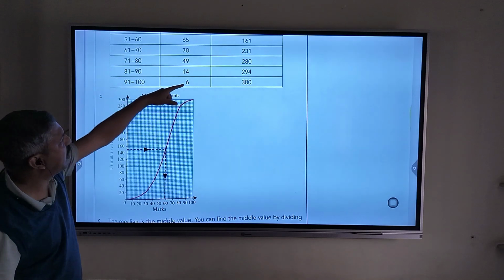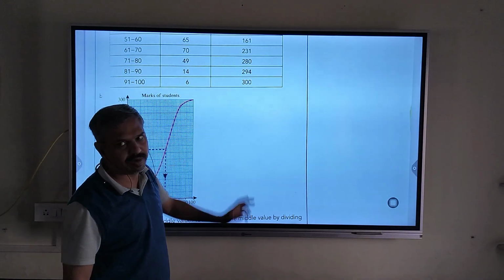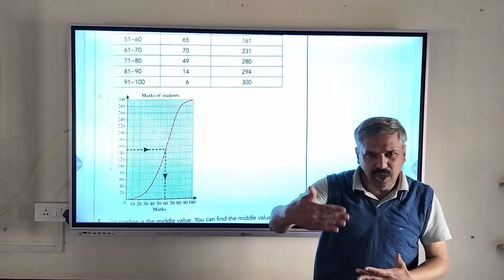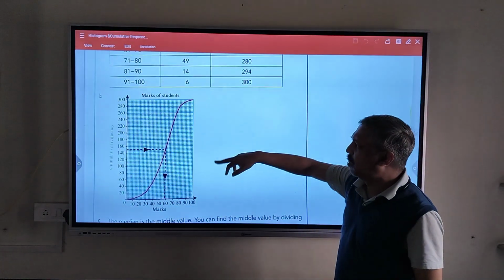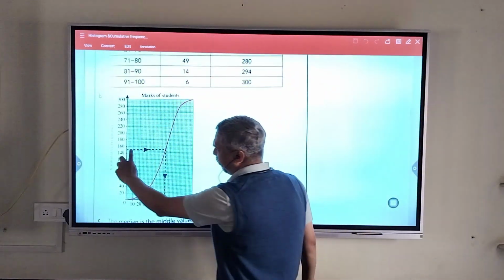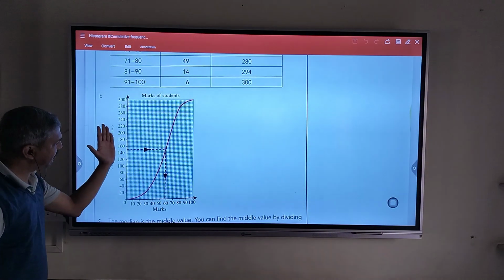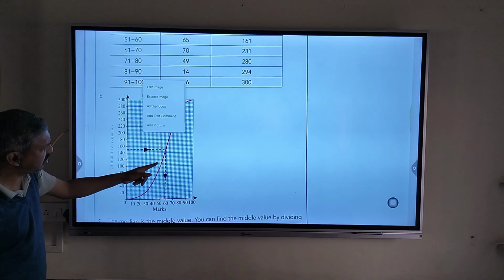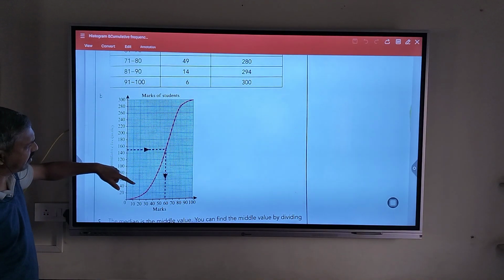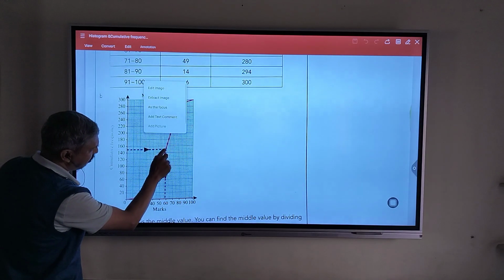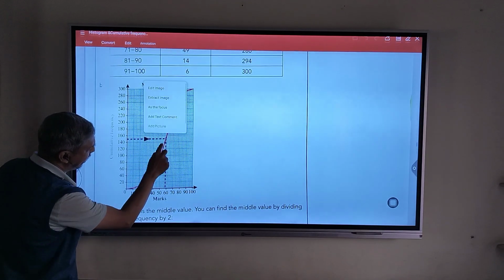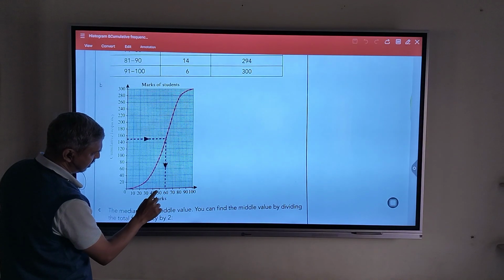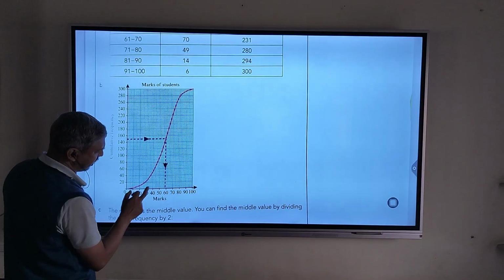Estimate the median mark. How many total are there? There are total 300 entries. The median value will be divided by 2, so 150. So take 150 from the cumulative frequency side, make a horizontal line that intersects the graph, and wherever it intersects, from there take a vertical line to the x-axis. Find out the number. The number here is 58, I think.